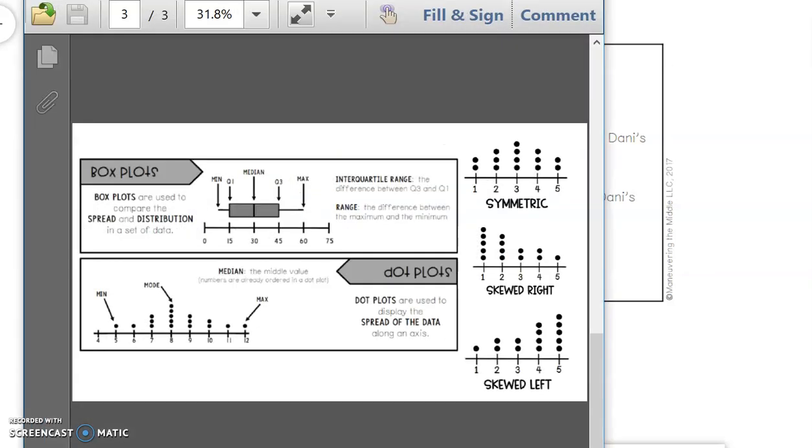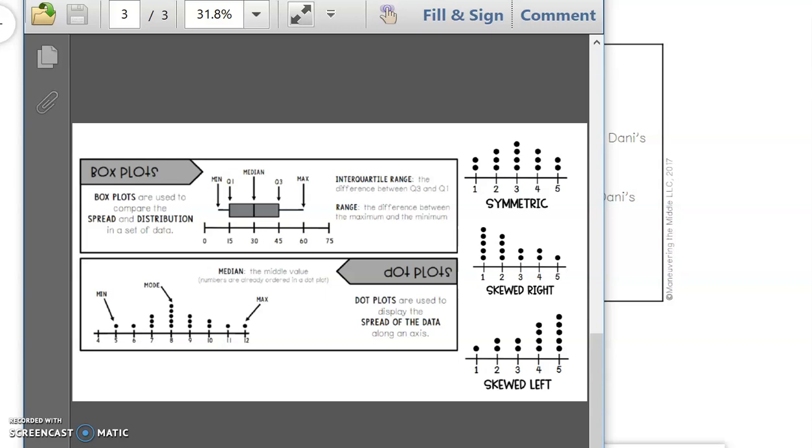On your notes that I gave y'all online, it gives you 3 different options for how data is distributed. We have symmetric, skewed right, and skewed left, as you can see on your screen right now. Symmetric, it would be if I folded it in half, both sides would match up perfectly. You're going to notice on skewed right and skewed left, when you're looking at them, they're on the opposite sides of what you're thinking of.